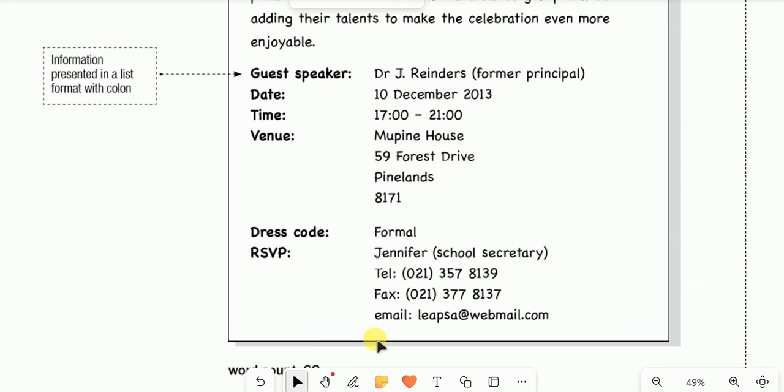So I hope this will assist you greatly as you prepare for term 3, especially grade 12s, who are preparing for the writing of the prep examination soon.